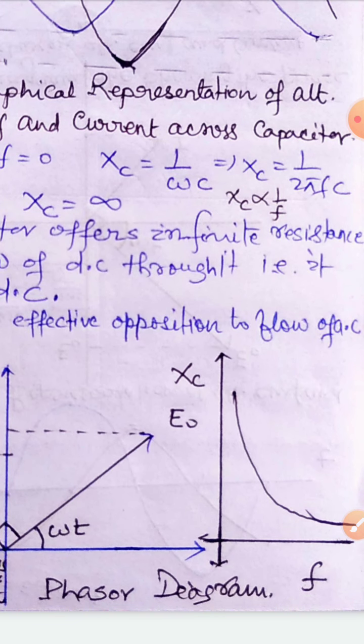So across an AC circuit containing resistance only, both current and voltage are in the same phase. In an AC circuit containing inductance only, current lags behind voltage by a phase angle pi by 2, and in case of circuit containing capacitance only, current leads voltage by a phase angle pi by 2.